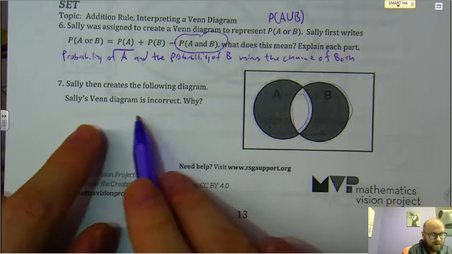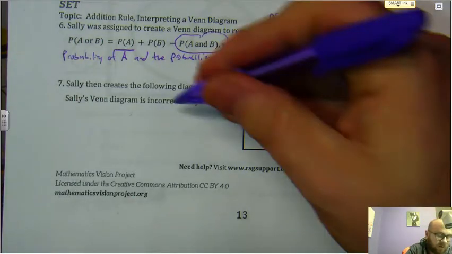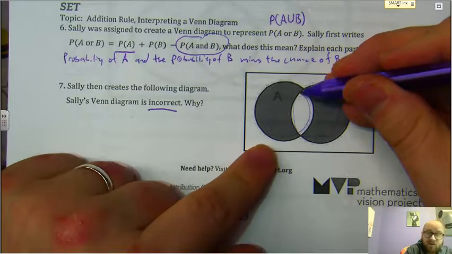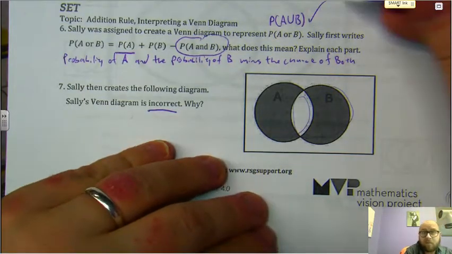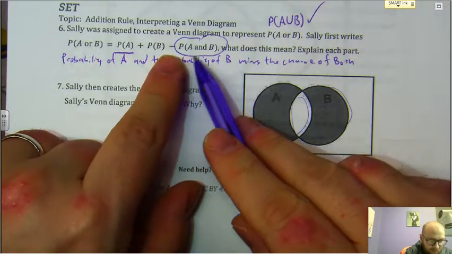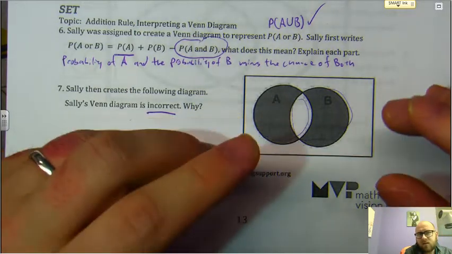But then for this diagram, Sally takes away this part, and that's why it's not shaded in. But this is incorrect. And it's important to think about why it's incorrect. The reason it's incorrect is this should be shaded because A and B happening at the same time satisfies the probability of A or B. But what was she thinking? If we're subtracting the probability of A and B, isn't that subtracting this part? Well, kind of.